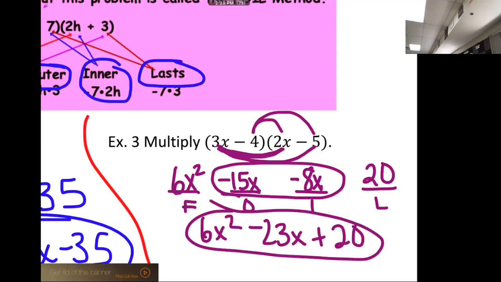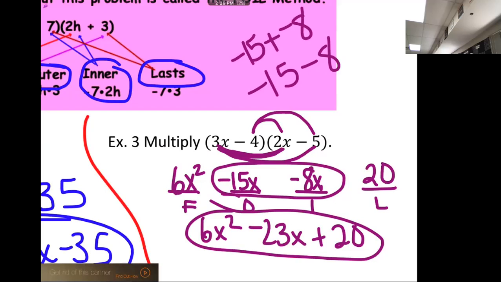There's our answer. Are you adding? Yeah, you add them together. Negative 15 plus negative 8. Oh, wait. You always add the middle. Negative 15 plus a negative 8 is the same thing as negative 15 minus 8. So you can do either one.